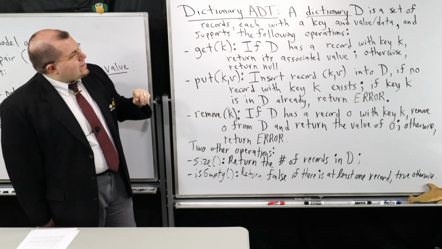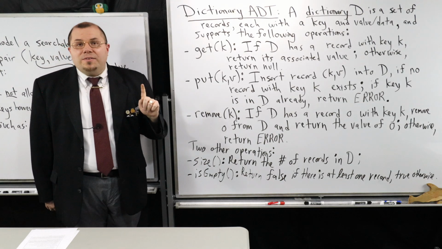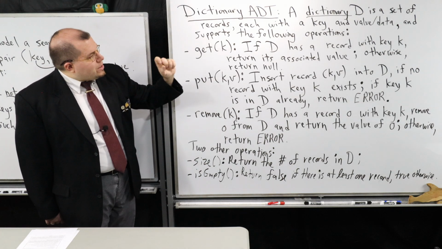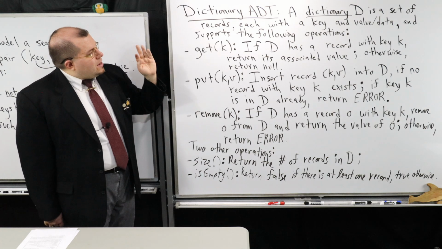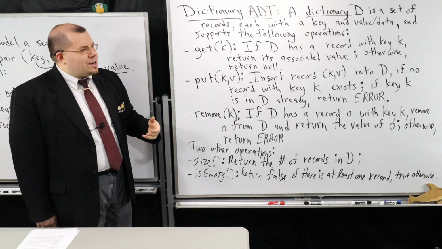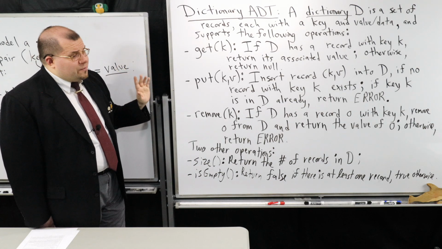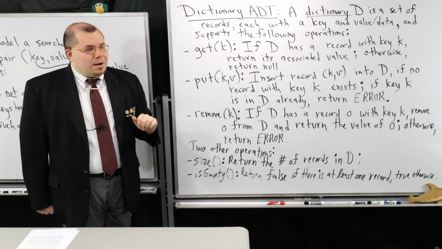So what's a dictionary? A dictionary, D, is a set of records, each with a key and value or data. I'll use value and data as synonyms. And it supports the following operations. These all seem rather natural based on what I described over here. So these are going to be the main three I'm going to focus on. There are other operations as well.